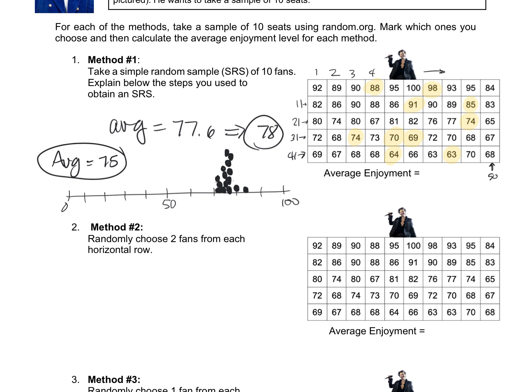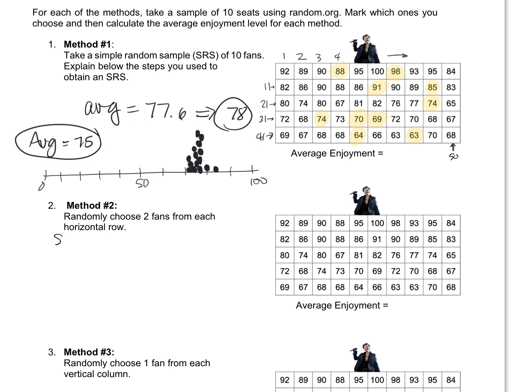So now what we're going to do, it's the same thing, but the way we choose our 10 seats is going to change. All right. So this time we're going to stratify, so you can write this down. Stratify by rows. All right. So how many rows do I have in the section? 5 rows, right? 1, 2, 3, 4, 5. If I want 10 seats, how many seats do I need to take from each row?